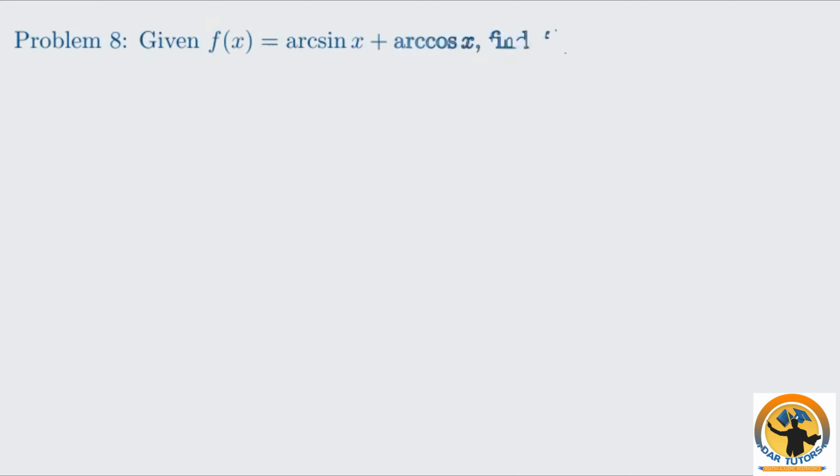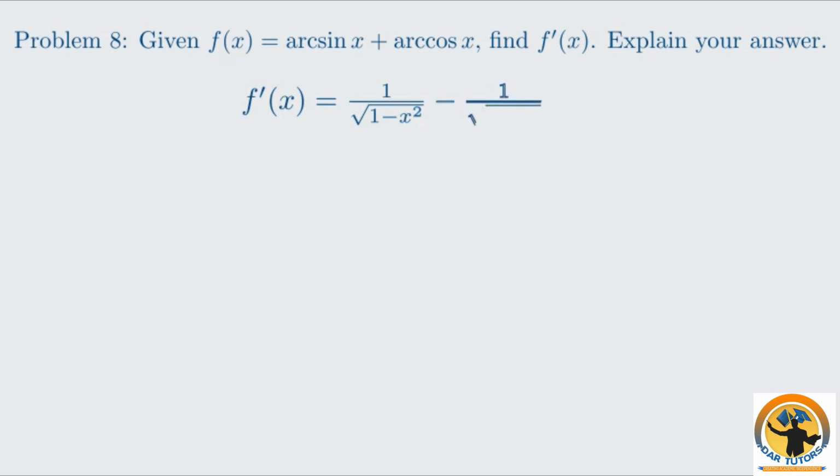Before we finish, let's quickly address a few other problems from the textbook that are worth noting. Problem 8 asks for the derivative of arcsin x plus arccos x. The derivative of arcsin x is 1 over the square root of 1 minus x squared, and the derivative of arccos x is negative 1 over the square root of 1 minus x squared. Adding them together gives 0.